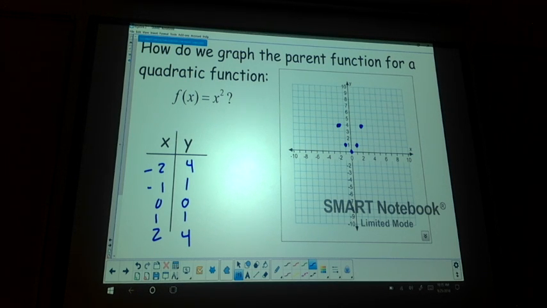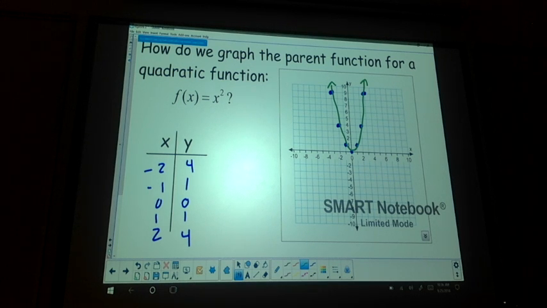And the big aha moment, this would actually continue. So I'd go right one, up 1, 2, 3, 4, 5, and left one, up 1, 2, 3, 4, 5. This is the parent function of a parabola. Let's connect the dots. This is what it looks like.